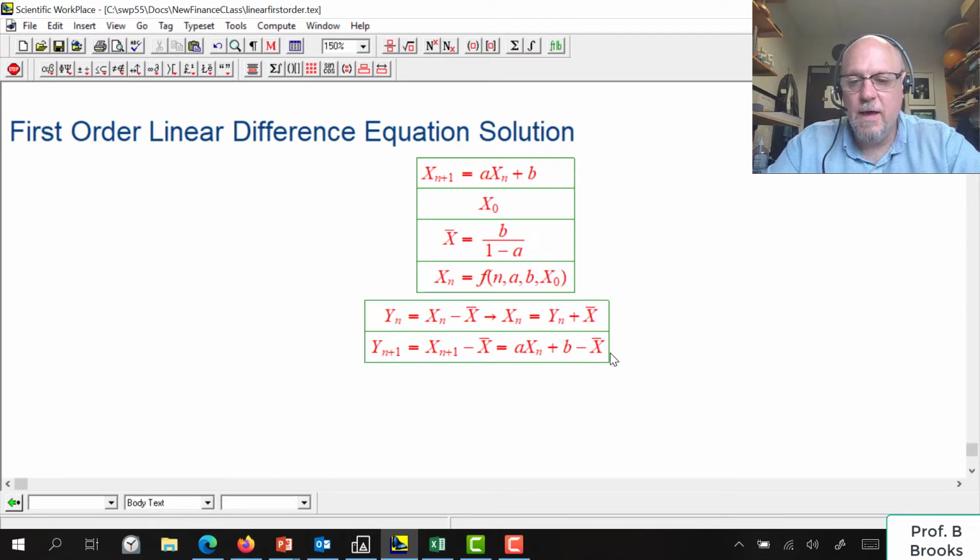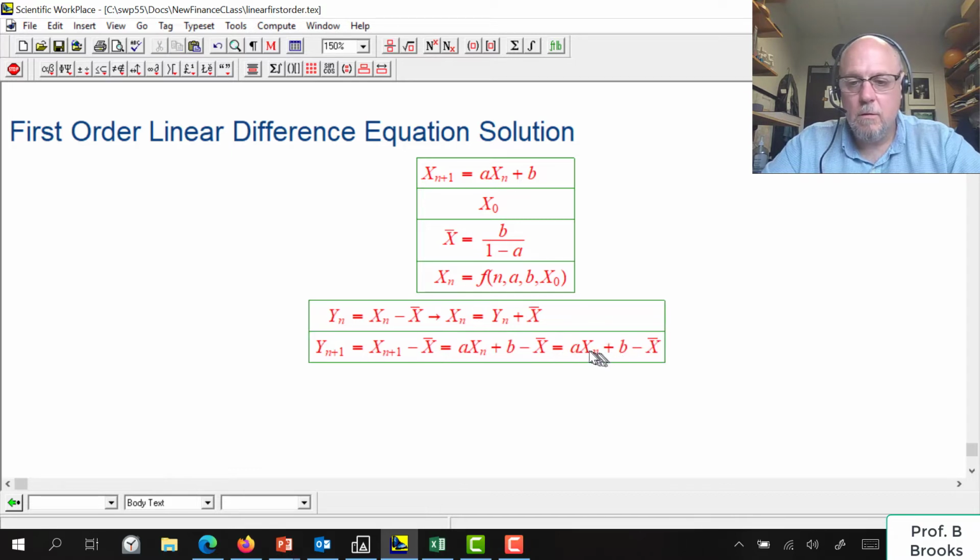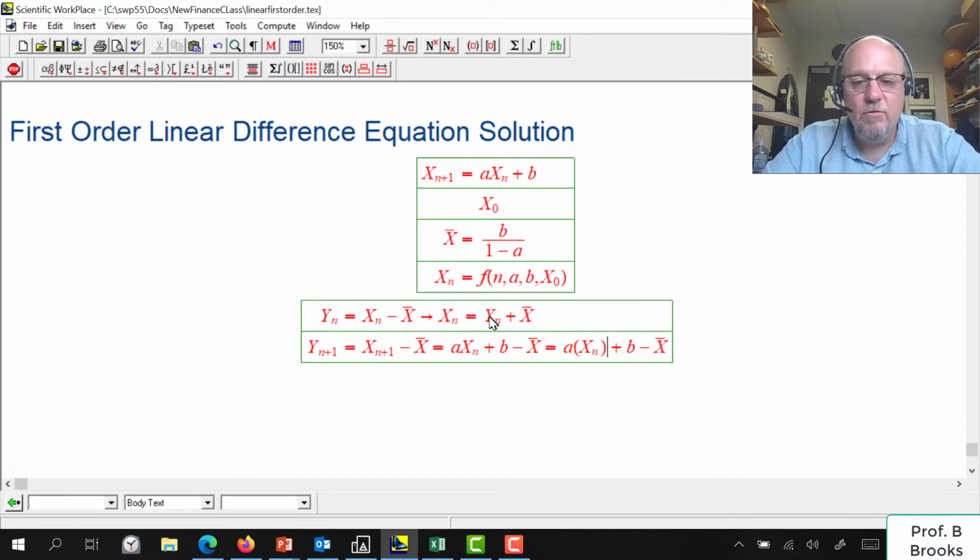Now, why am I doing that? Well, here I've got an x sub n, so I could take this and in place of that x sub n, I'm just writing it in terms of y. I'm trying to switch everything from x's to y's is really what I'm doing. So x sub n is equal to y sub n plus the equilibrium.